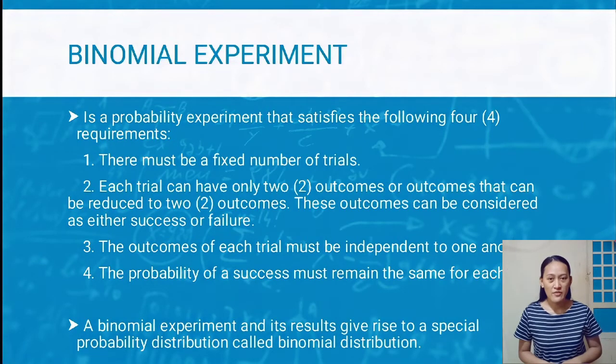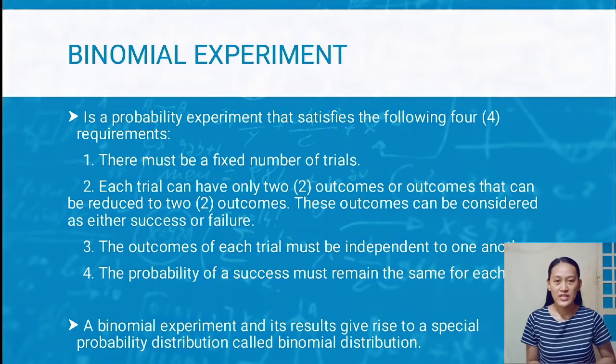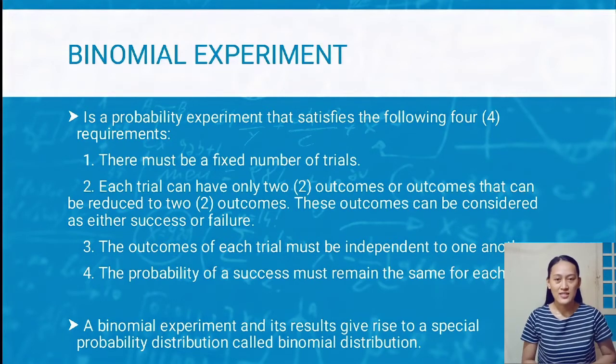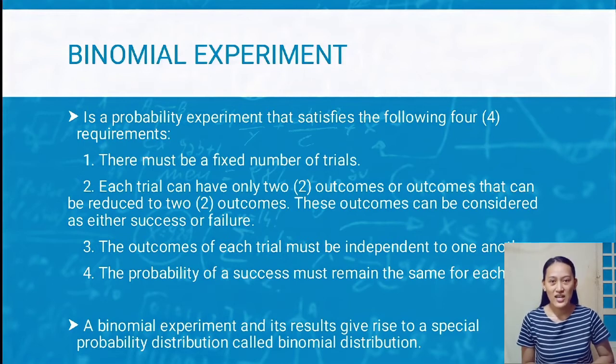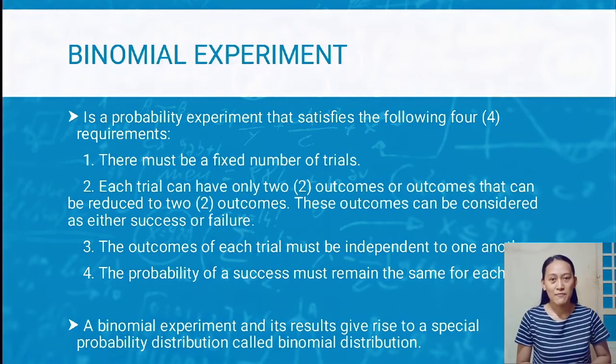A binomial experiment is a probability experiment that satisfies the following four requirements. First, there must be a fixed number of trials. Second, each trial can have only two outcomes or outcomes that can be reduced to two outcomes. The outcomes are usually classified as successes or failures. For example, the correct answer to a multiple choice item can be classified as a success, but any of the other choices would be incorrect and hence classified as a failure.